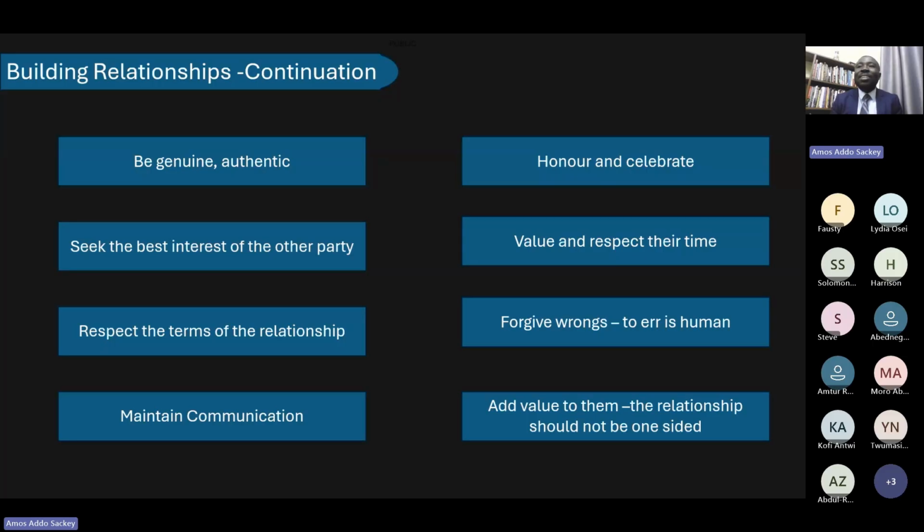Seek the best interest. Think about them. Let what they like, what they love, also be something that you care about. Care. And then please respect the terms of the relationship. If someone agrees to be your mentor, the relationship is a mentorship one until it probably changes.